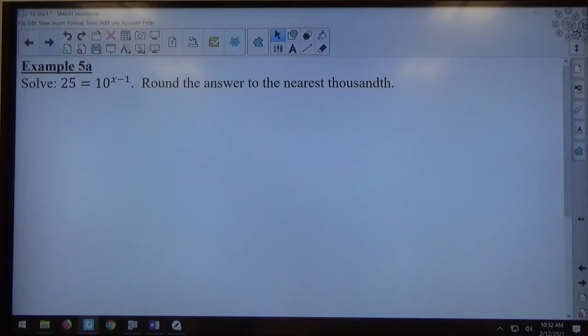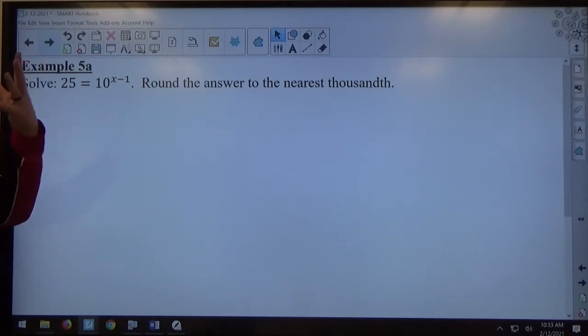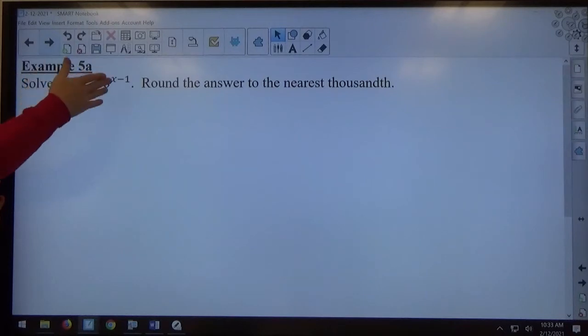Is that x minus 1 or x? It's the x minus 1 power, so 10, and then x minus 1 is all up in the power. It's not x negative 1, otherwise I would have had negative 1. It's x minus 1, so it's an algebraic expression. A lot of times we've been seeing x's up there, but it can be any algebraic expression up in the power as we do these.